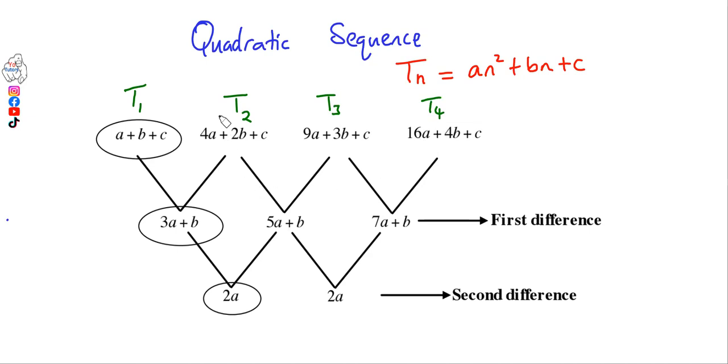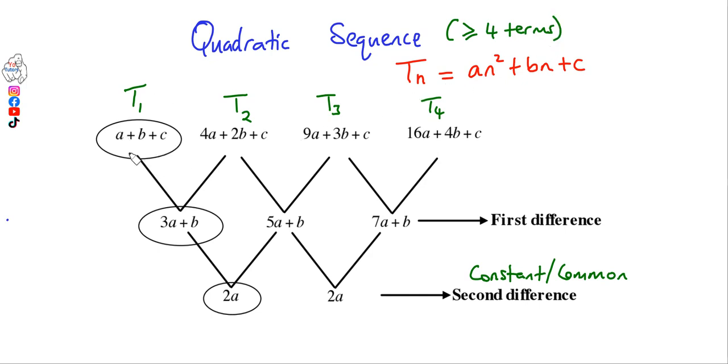Now, what's special here is that there is a constant or common second difference. It's different from the arithmetic sequence, where we have the first common difference. But in this case, for a quadratic sequence, it's a constant second difference. So for a quadratic sequence, you need at least 4 terms to determine it.